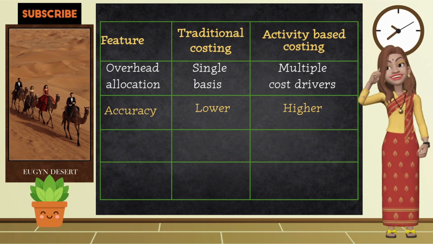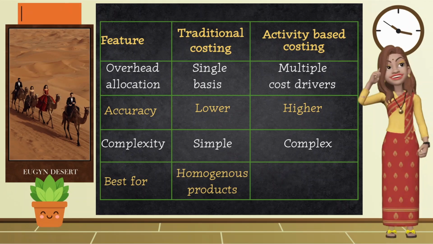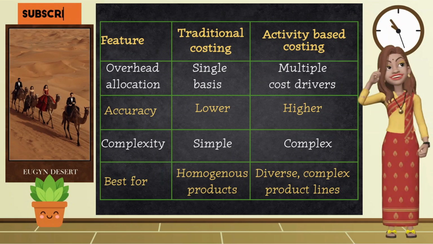Under traditional costing, the overhead allocation process is simple, while under activity-based costing, the process of overhead allocation is complex. Traditional costing is best for homogeneous products, while activity-based costing is best for diverse, complex product lines.